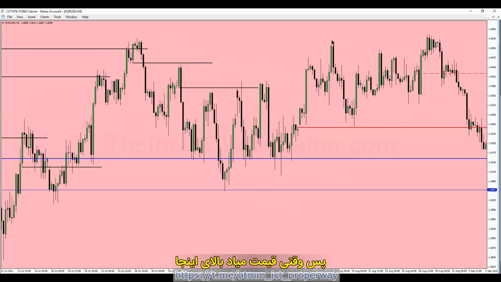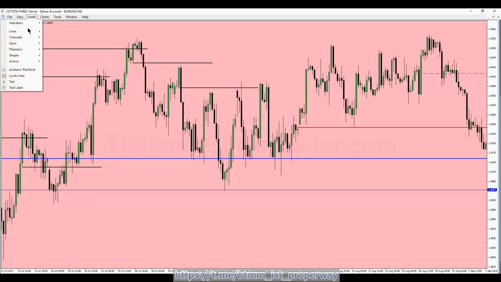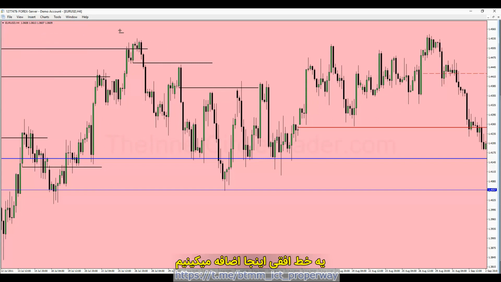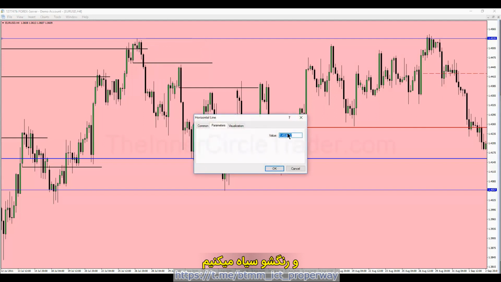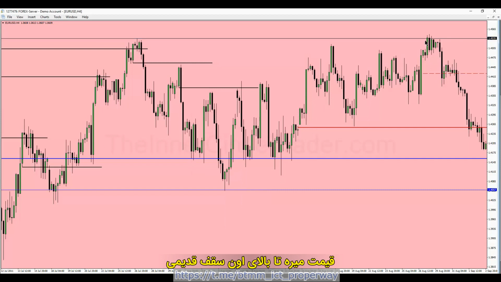So when price trades above it, we have an old high. And we'll add that as a horizontal line here. And we'll change that to a black line just to keep things distinct. Price trades above the old high. Remember, that's a premium PD array, an old high. False break above it, sell off.